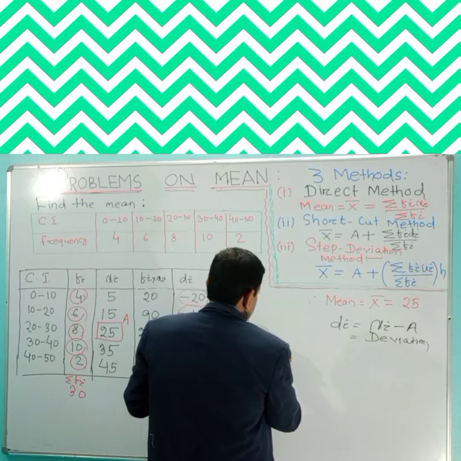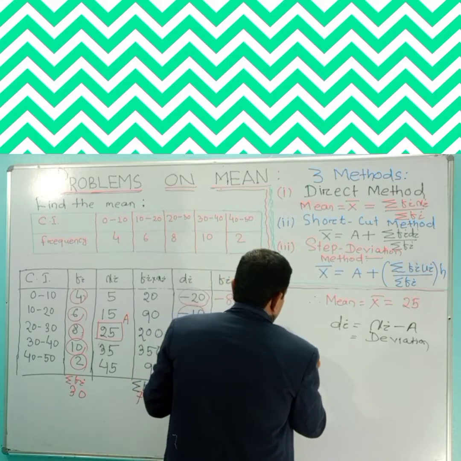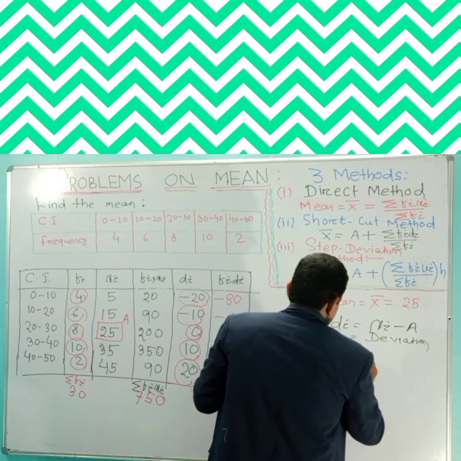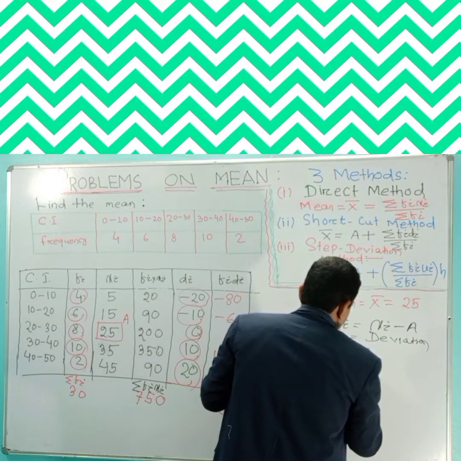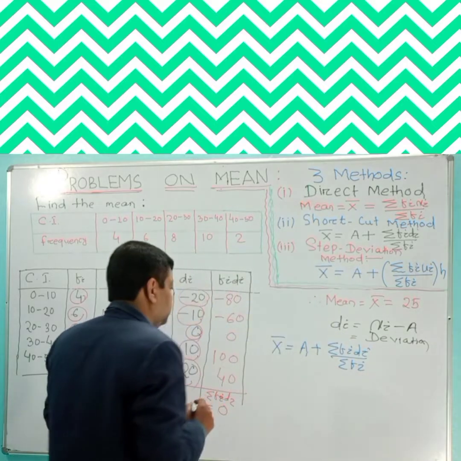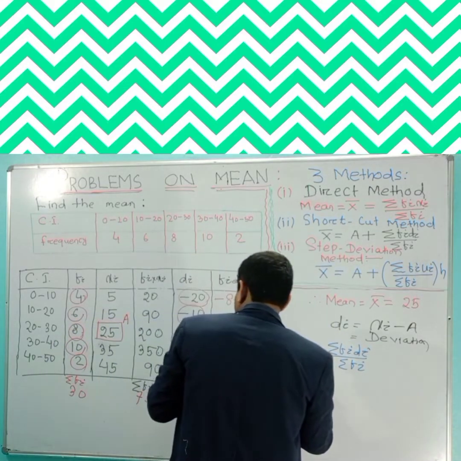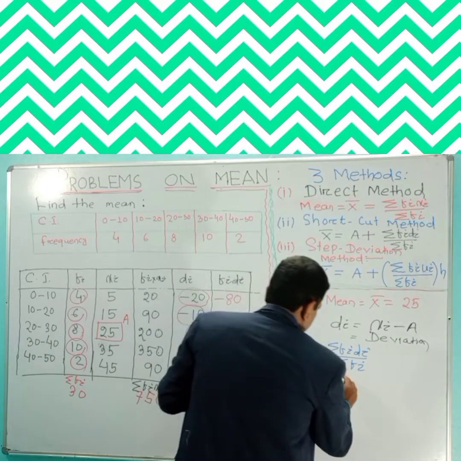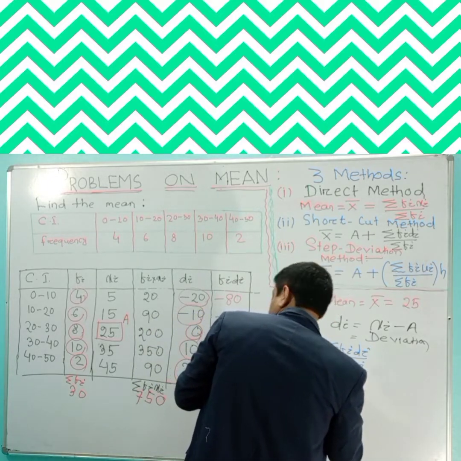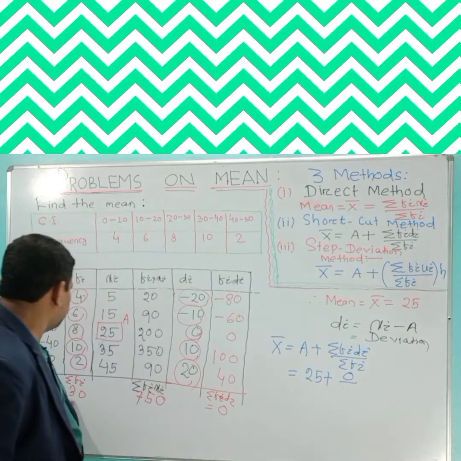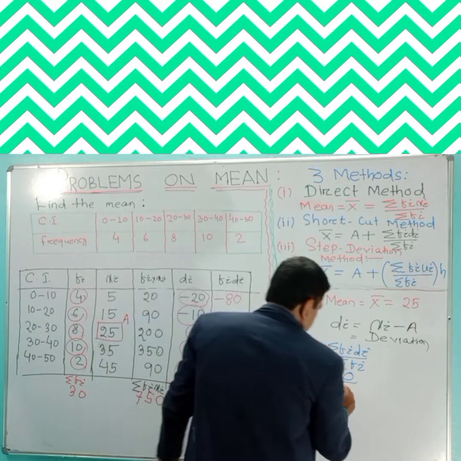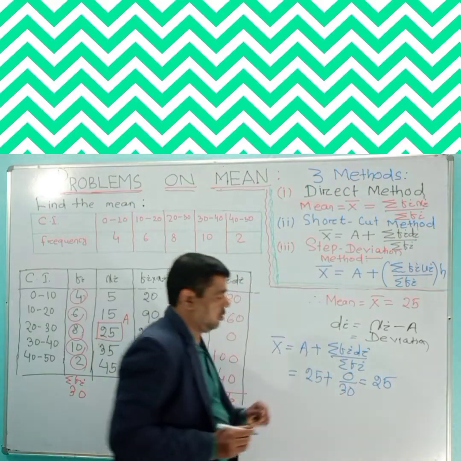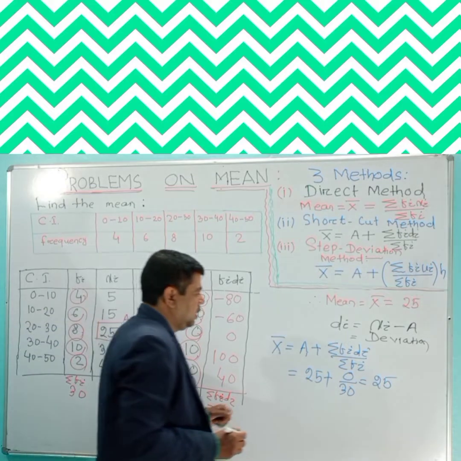And the second method, you see, x bar, the mean, is equal to a plus summation of fi di divided by summation of fi. Yes or no? You see the starting point is we have taken already 25, and summation of fi di will be 0. 0 by summation of fi, what? The sum of all the frequencies, 30. Summation of fi is 30. So you see now 25, because 0 by 30 is 0. Okay, so it will be 25.